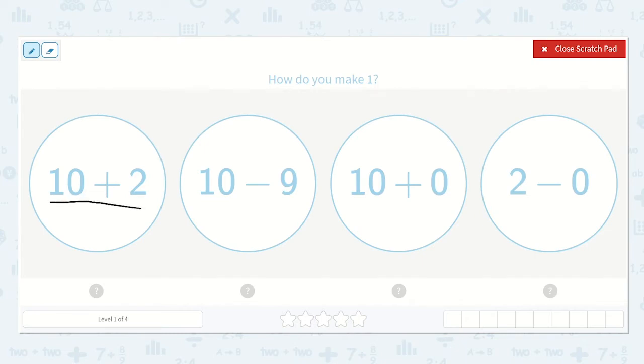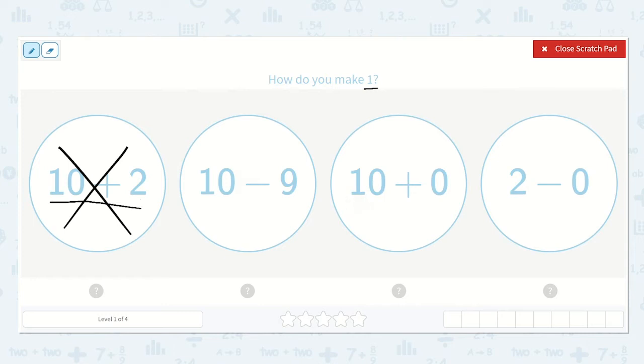I could draw a picture for this problem, but I know that if I already have 10 and I'm adding more to that, that is going to be more than 10, which is plenty more than 1. So I'm going to cross this one off. This one looks like it might be logical. 10 minus 9 is equal to a number. I'm going to look for some other ones to rule out before checking this one.